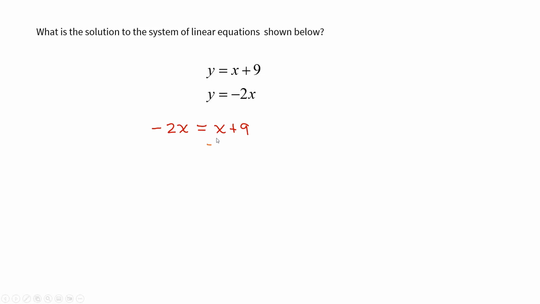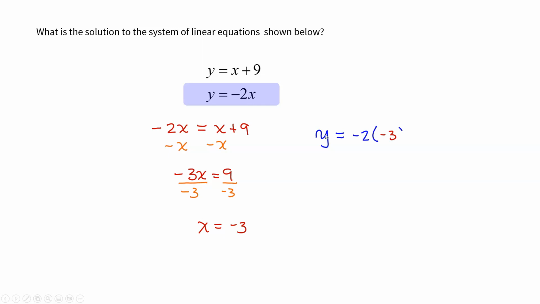You can solve this. So subtracting x from both sides, and then dividing both sides by negative 3, you get that x equals negative 3. And then going back to one of these two equations, it doesn't matter which one, the bottom one was chosen for this case, and substituting the x value in, you're going to have y equals positive 6. So the solution to this system of equations is negative 3, 6.